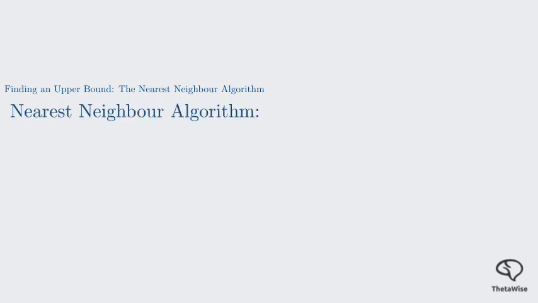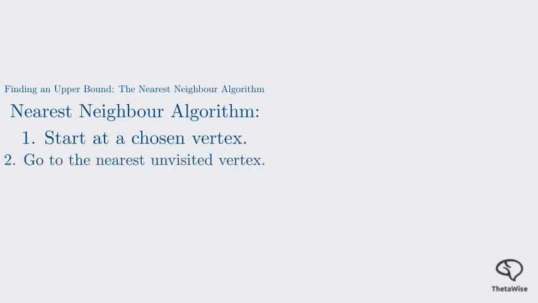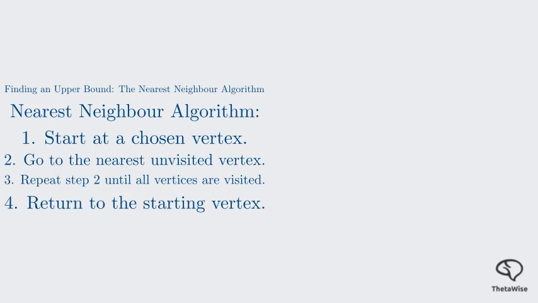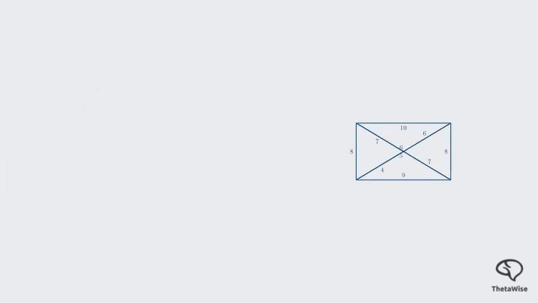The algorithm is straightforward. First, you choose a starting city. Then, from your current city, you travel to the nearest city you haven't visited yet. You repeat this process until all cities have been visited. Finally, you return to the starting city. The total weight of this path gives you an upper bound for the TSP. Let's apply it to this graph, starting at A.